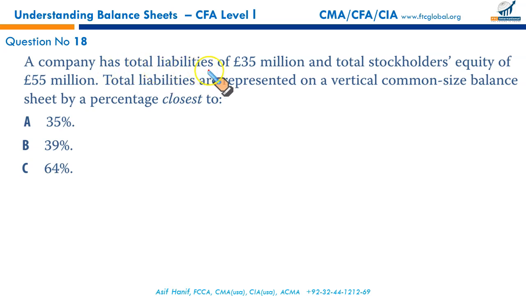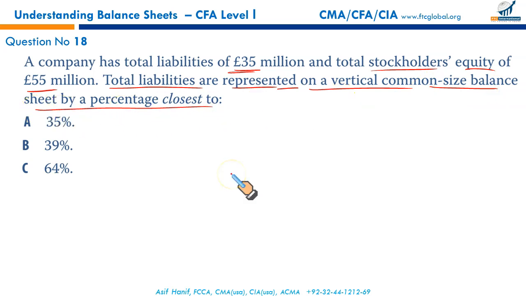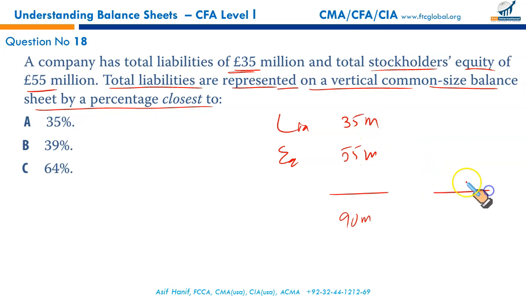A company has total liabilities of 35 million and a total shareholders equity of 55 million. The total liabilities are represented on a vertical common size balance sheet as a percentage closest to what? We know liabilities and equity are the other side of the balance sheet. Liabilities are reported as 35 million, equity is 55. So the total of these will be 90 million. So when we express them on a percentage basis, the base is 90, not 100.